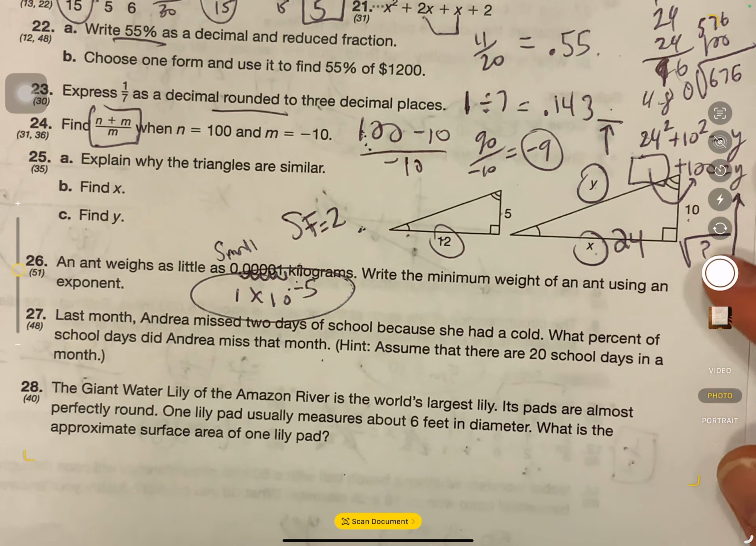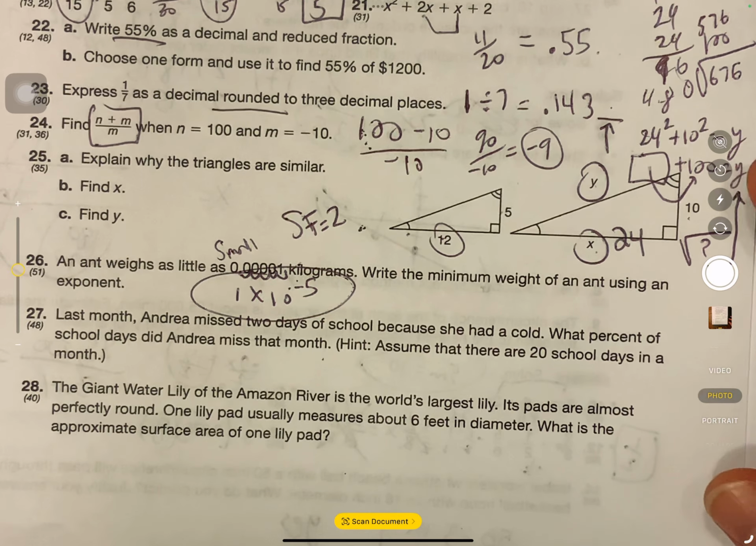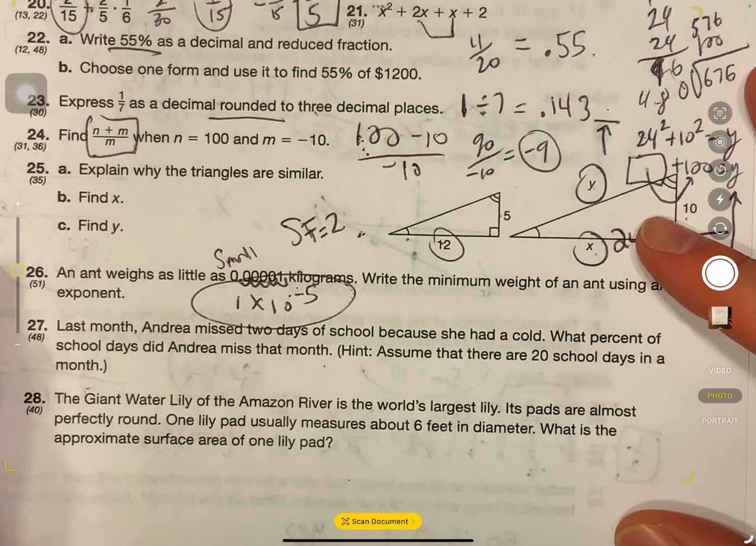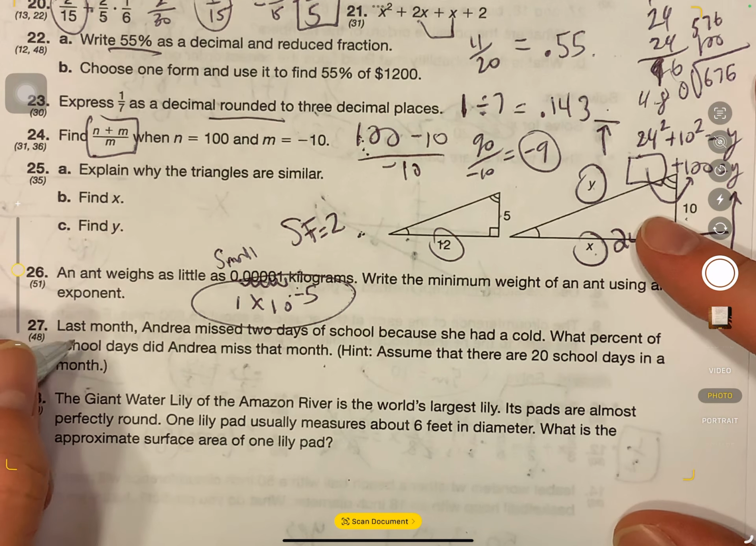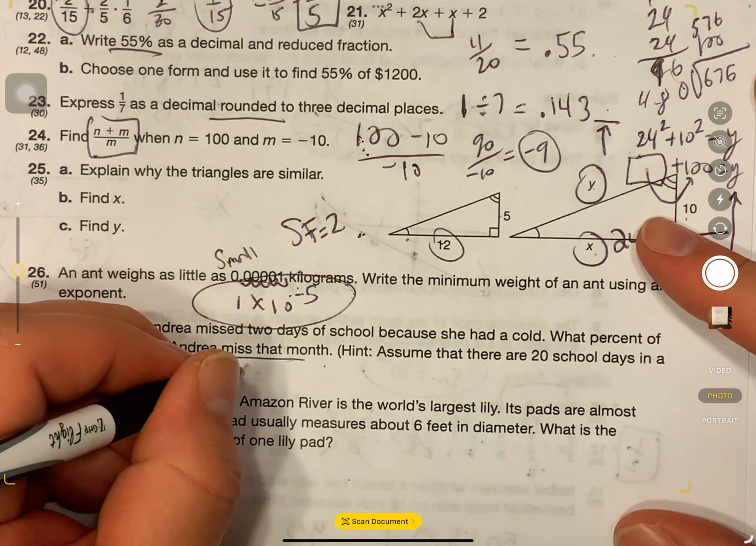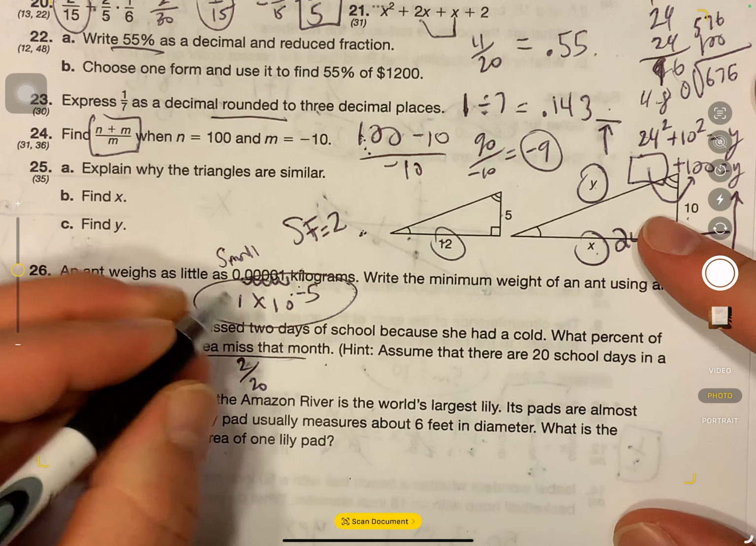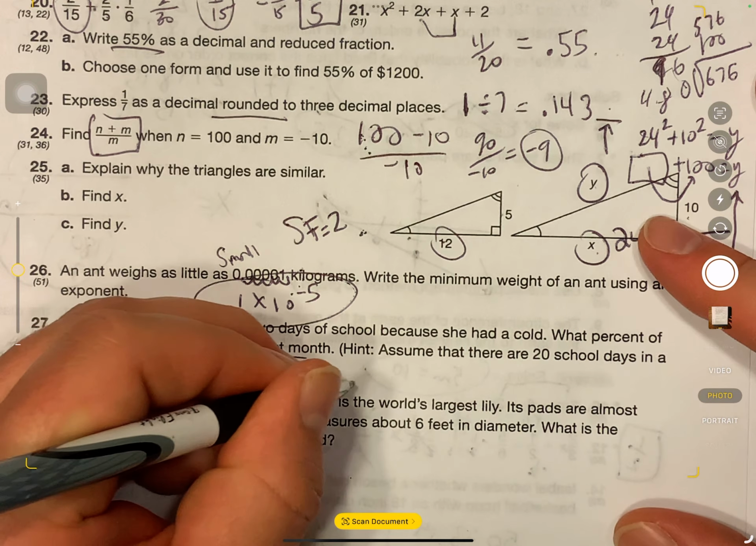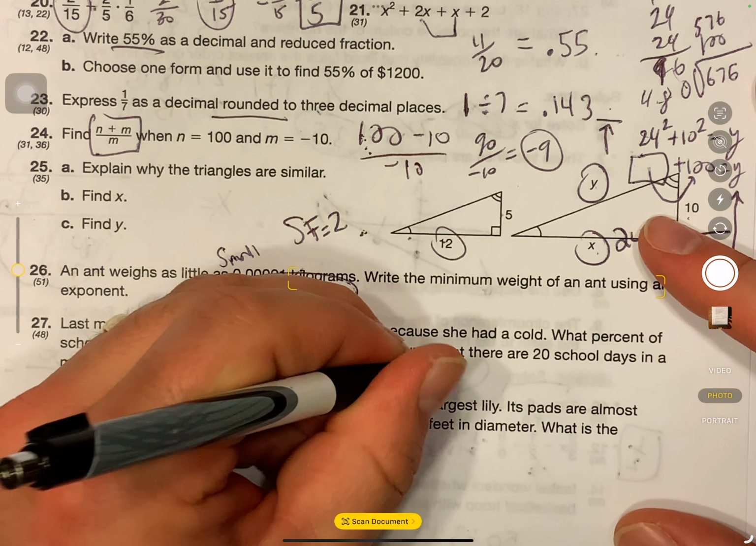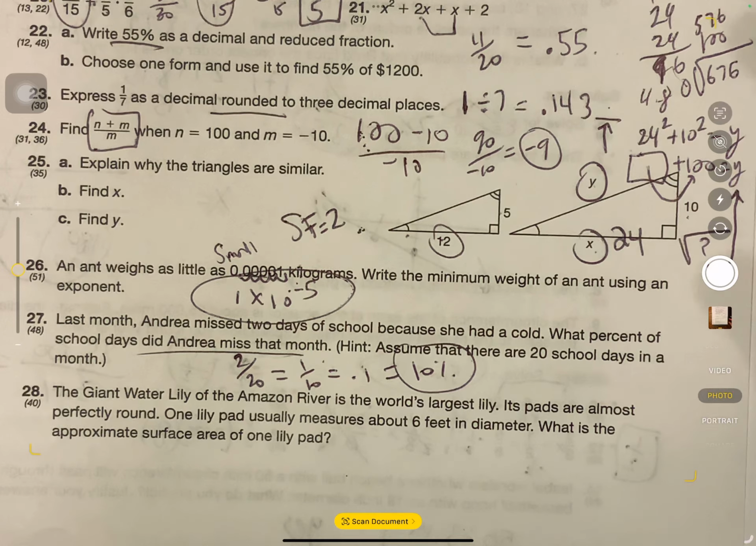Last month, Andrea missed 2 days of school because she had a cold. What percent of school days did Andrea miss last month? She missed 2 days of school out of 20 days of school. I feel like we had this problem before. This does not feel new. But what percent of the school days did Andrea miss? She missed 2 out of 20, which reduces to 1 over 10, which is 0.1, which is 10%. She missed 10% of her school.